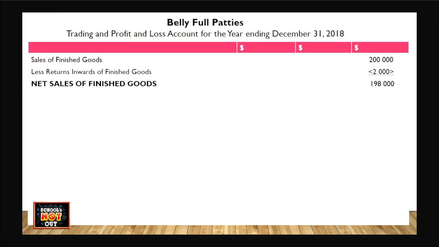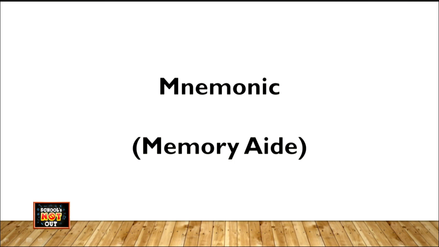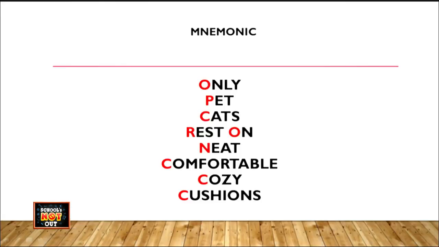Now, here is where we are going to do some transference. We're about to calculate in the trading account the manufacturer's cost of goods sold. But again, we're going to say cost of finished goods sold. If you can recall, in previous class, I had taught you a mnemonic or a memory aid to help you to remember how to calculate the manufacturer's cost of raw material used. Remember, only pet cats rest on neat, comfortable, cozy cushions? You should. Well, we're going to borrow this mnemonic for today too, as we seek to calculate the manufacturer's cost of finished goods sold. What we're going to do though is just a little adjustment, students.